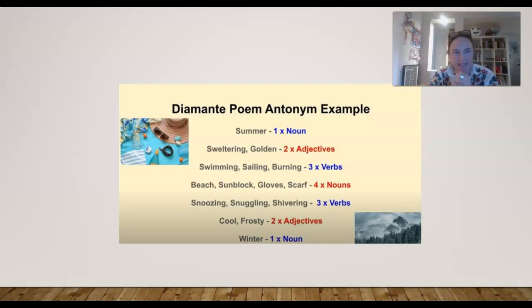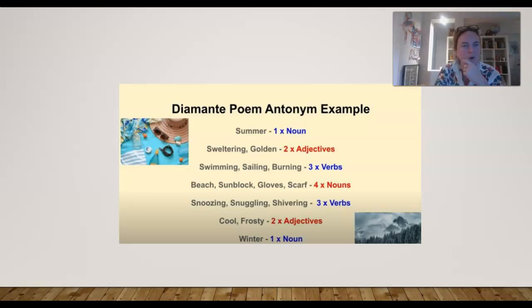So in the beginning, we were talking about summer. So we had the noun summer. Then we had two adjectives, sweltering and golden. Both of those adjectives would describe summer. Then we've got our three verbs, swimming, sailing, burning. They are three ing verbs that have got something to do with summer.